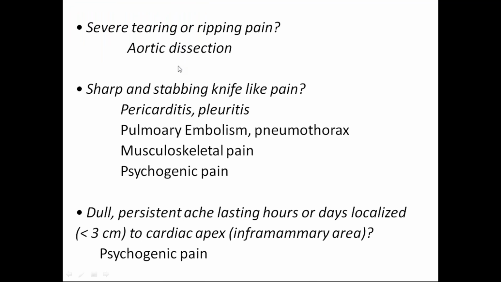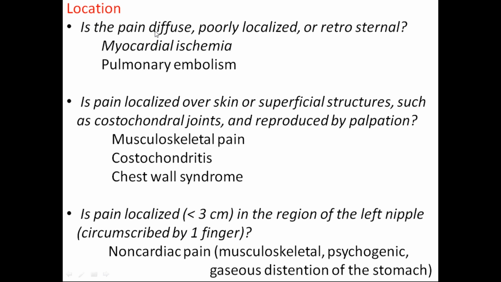The severe tearing pain, which is also already seen, aortic dissection; stabbing, sharp, knife-like pain, pleuritis, pulmonary embolism, and psychogenic pain. Dull persistent ache lasting hours or days, localized to the cardiac apex, is of psychogenic origin. And its localization, substernal or retrosternal, we had seen in myocardial infarction, and if it involves joints or superficial structures, we will see musculoskeletal costochondritis, chest wall syndrome.